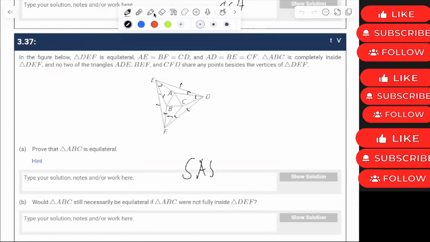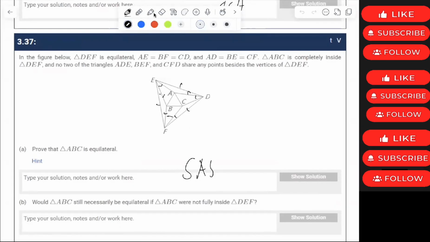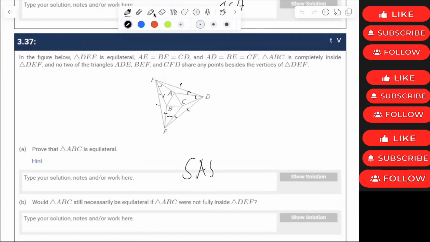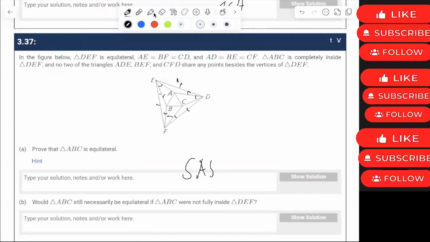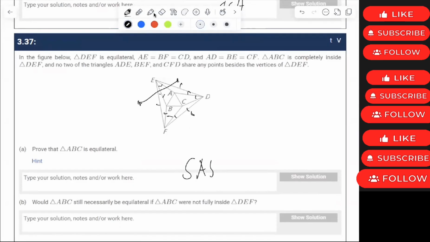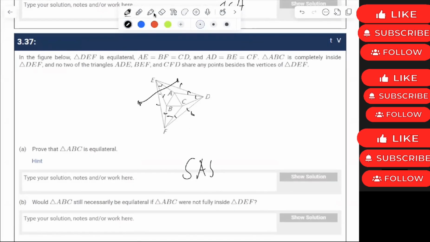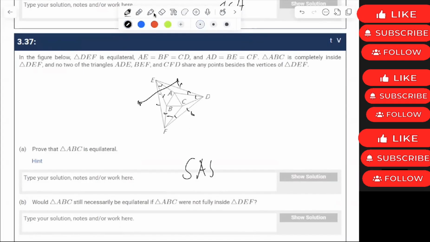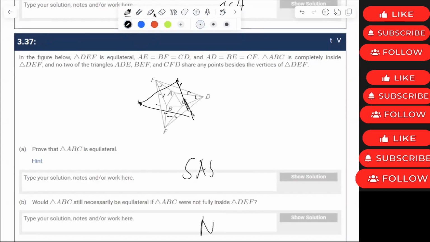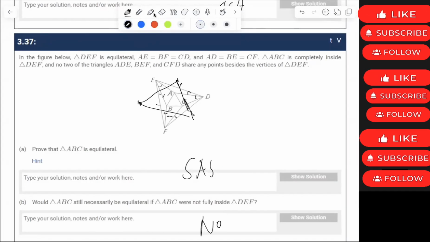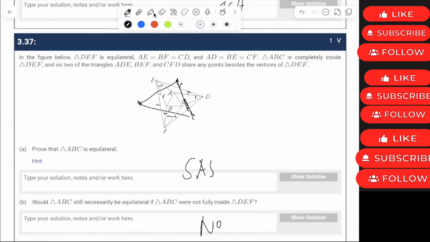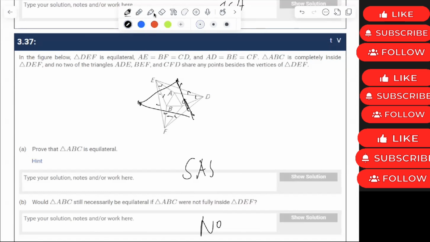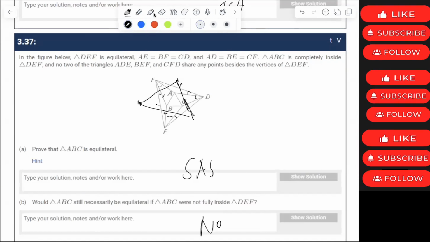Now, what happens if it's not completely in? Well, we could have it like this, and that wouldn't be equilateral. This just tells you that it's not going to be equilateral, so no. But if all three of ABC is outside of DEF, that could be a different question for a different day. But this is straight up no.